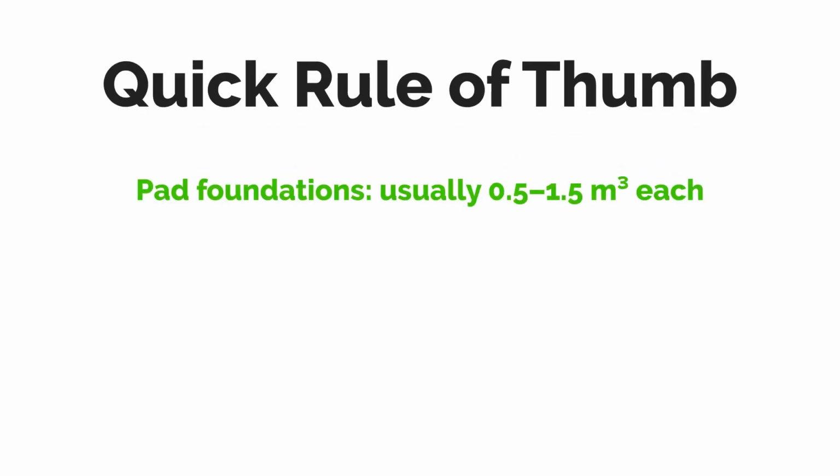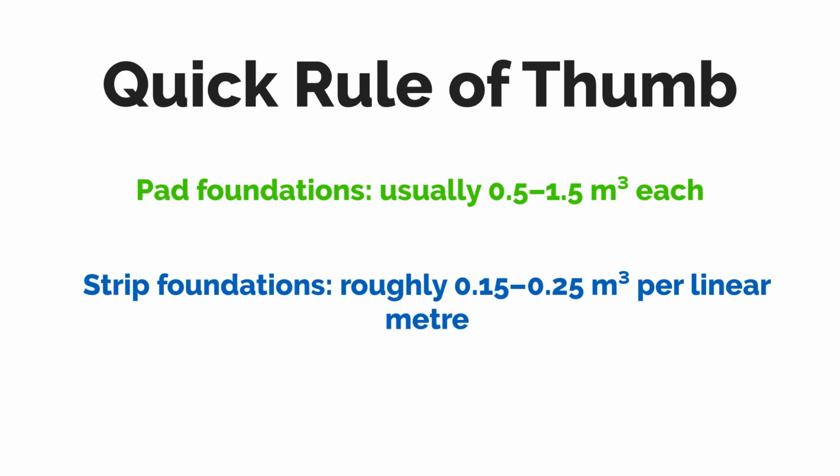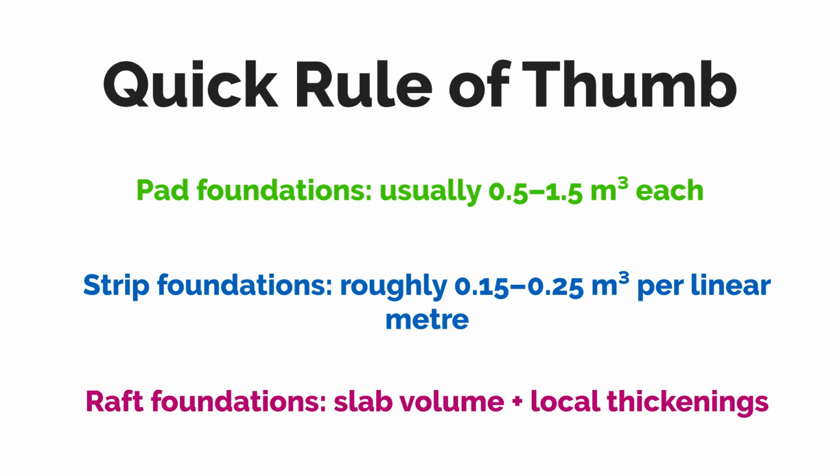As a quick rule of thumb, pad foundations are usually 0.5 to 1.5 cubic meters each. Strip foundations are roughly 0.15 to 0.25 cubic meters per linear meter. And for raft foundations, the easiest approach is slab volume plus local thickenings. If your numbers feel widely outside this range, recheck.